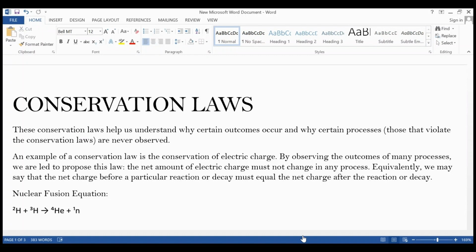or decay. So in simple words, we can say that a law of conservation means something remains constant before and after the reaction. Let's take an example of a nuclear fusion equation.